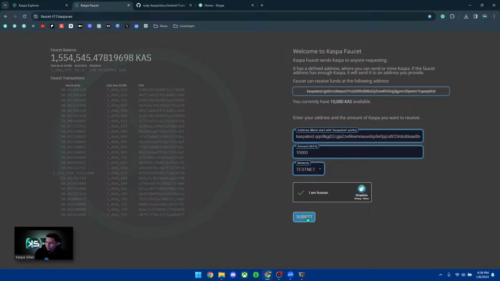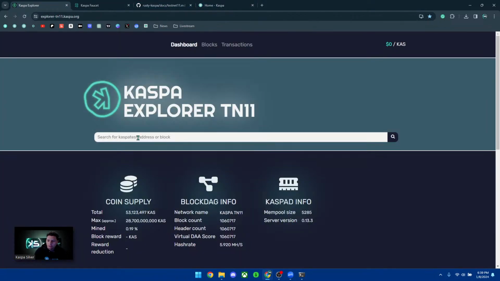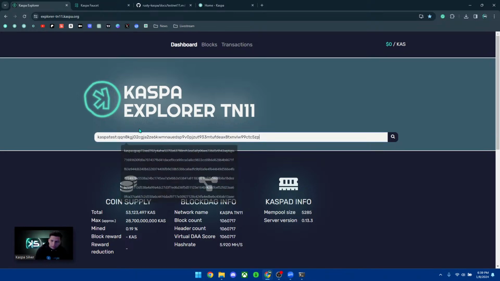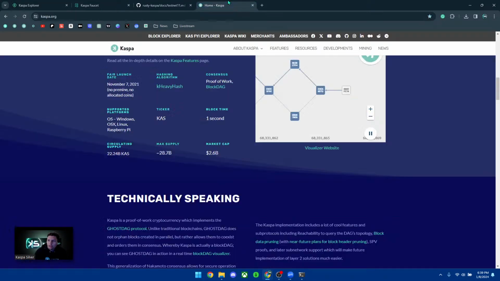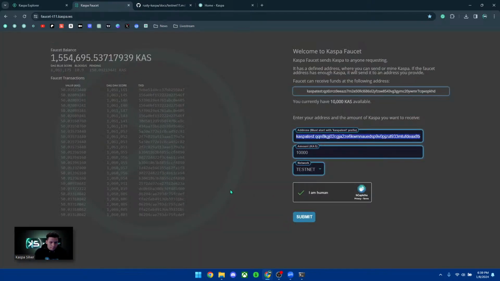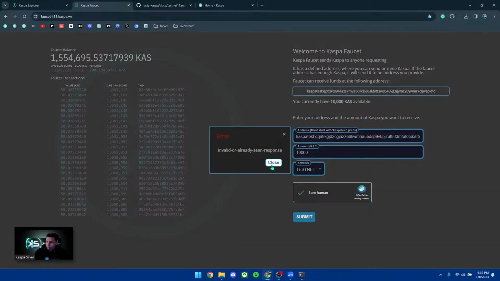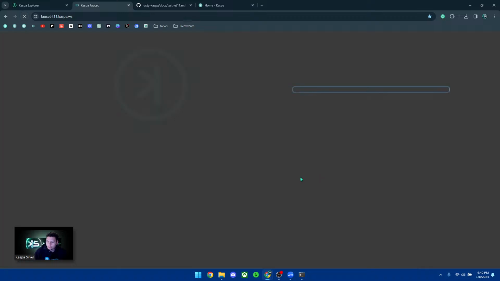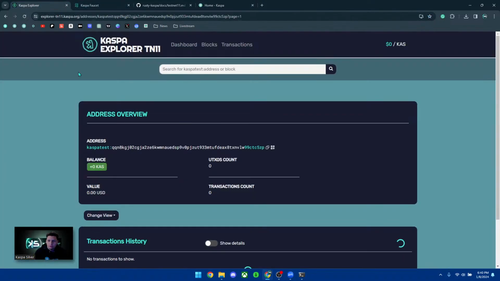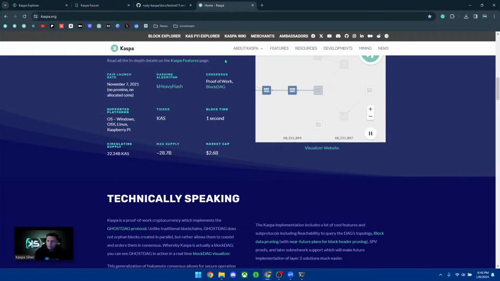All right, here we go. So I'm guessing it went through. I'm gonna go ahead and check because I don't know if it actually went through. Let me go to the, is this the testnet one? Yes, this is the testnet one. No, it did not go through. Invalid or already seen response. Strange. I didn't get any from here. Nope, nothing came in.